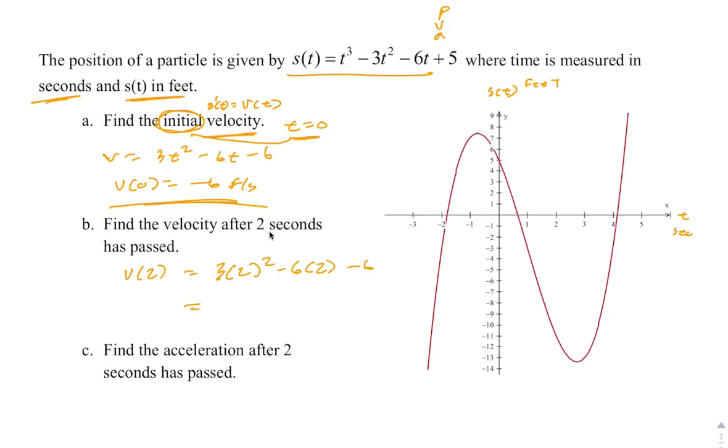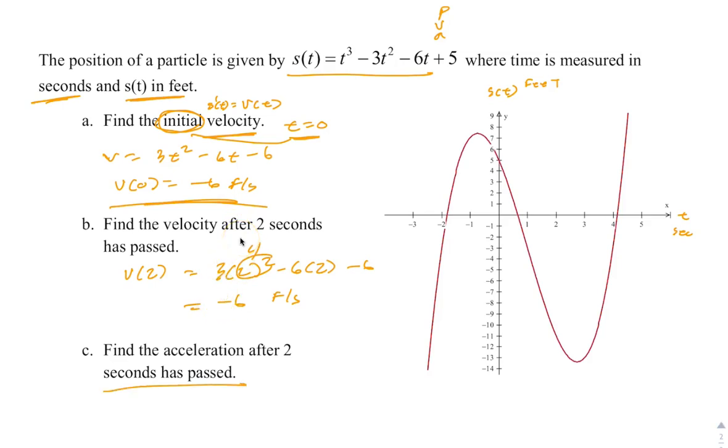And actually I'm going to get 12 minus 12 minus 6. So I'm getting negative 6 feet per second again. So it hasn't changed. Our velocity has not changed after 2 seconds.